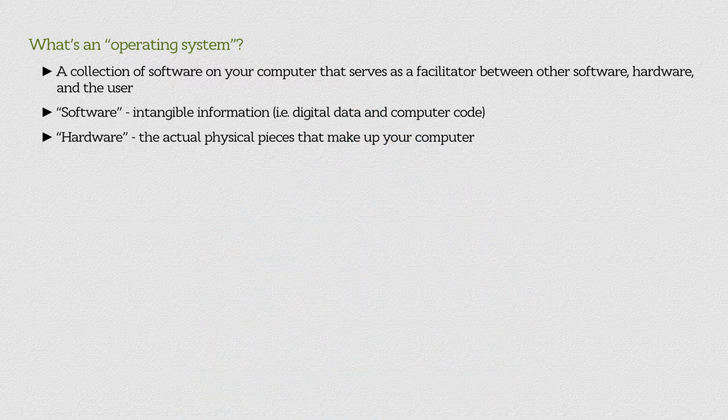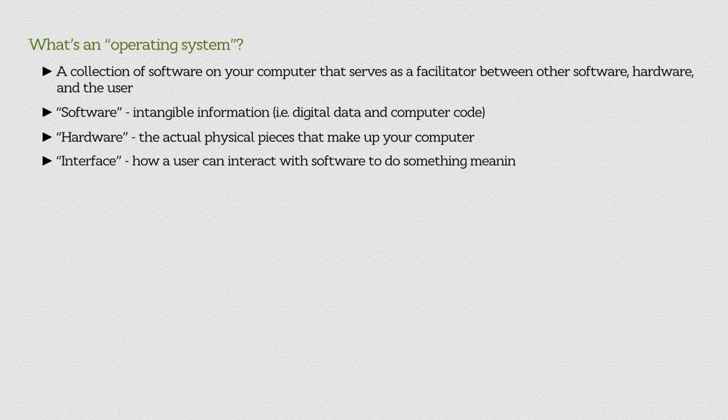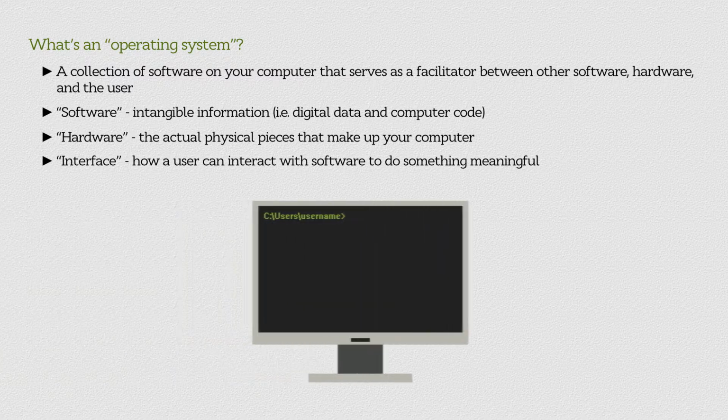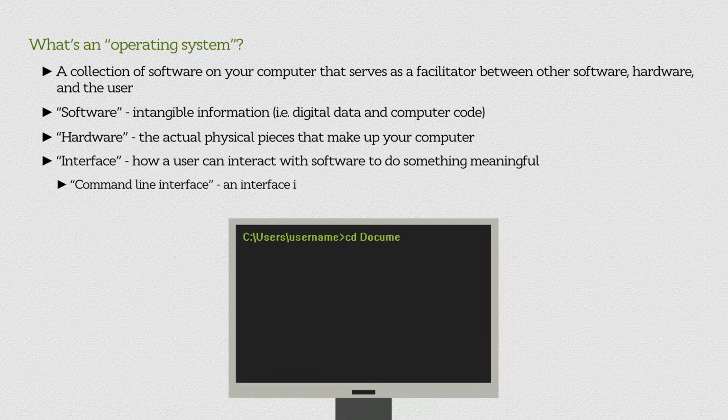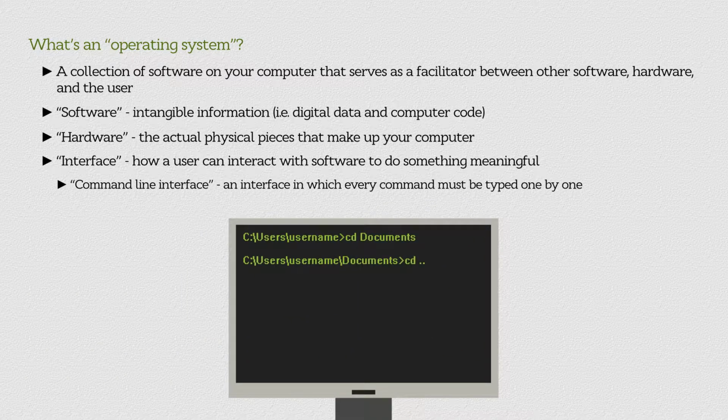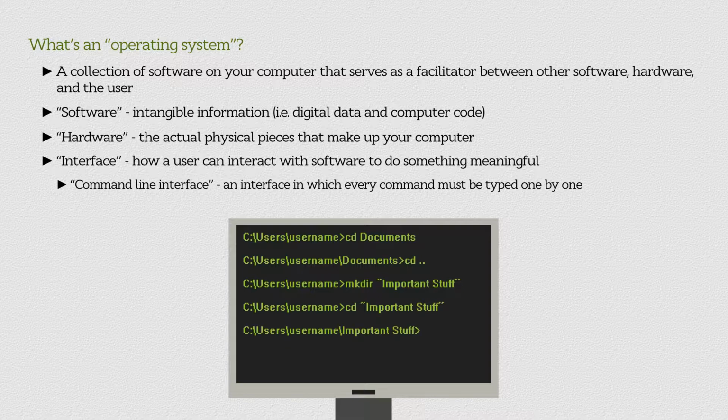A distinct component of an operating system is the interface. An interface is a term used to describe how a user can interact with software to do something meaningful. It's not something we think about often, but it's fundamental to how useful a computer can be. Early computers only had what was called a command line interface, where every command had to be typed in one at a time using a special language. Computers still offer this kind of interface, but we've made great improvements on top of them over time.